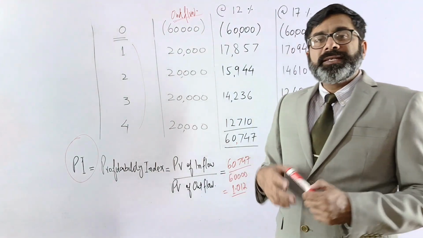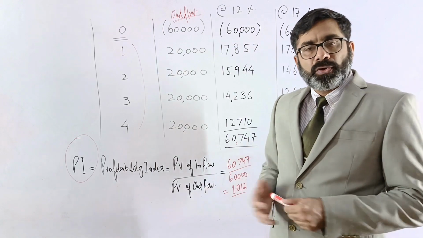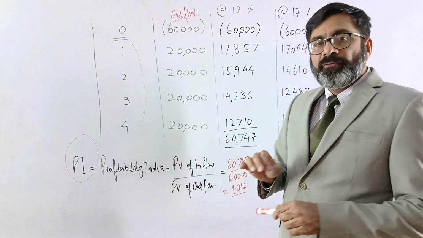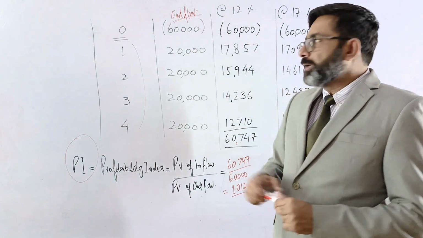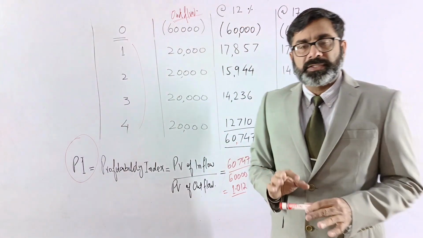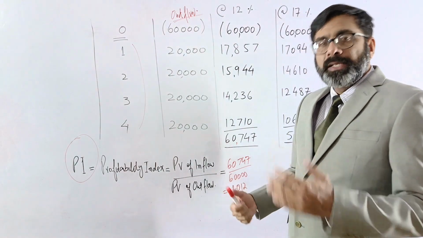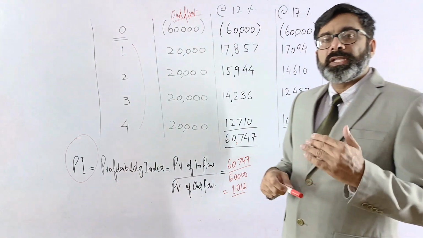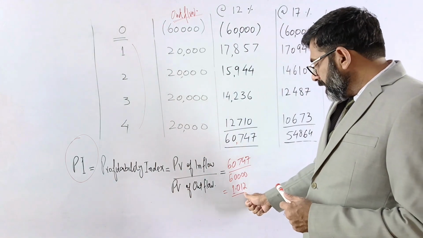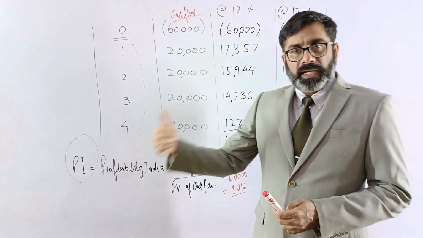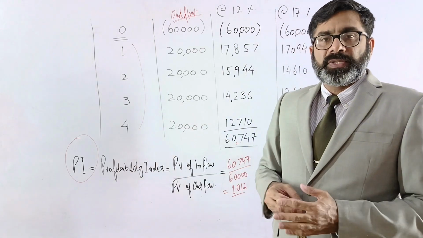How do we decide whether we have to accept the project or reject the project? If the answer is exactly 1, it means we are getting exactly 12%. But if the answer is above 1, it means we are getting more than 12%. The profitability index is 1.012, so the answer is obviously above 1. So we have to accept the project.